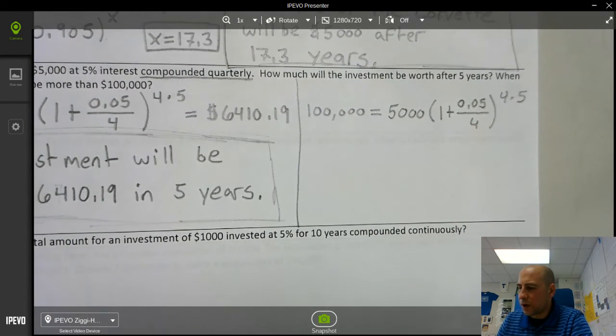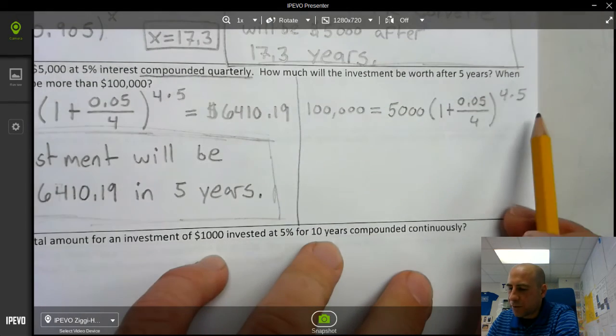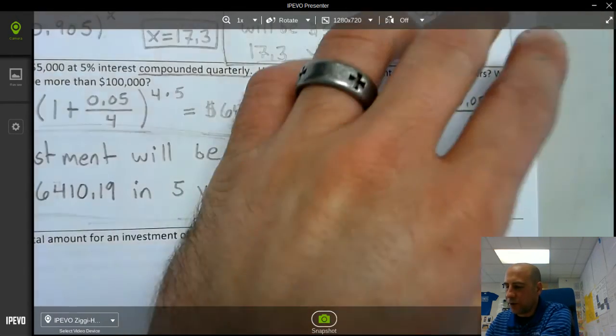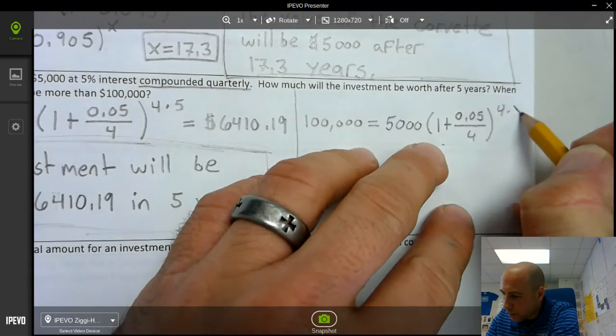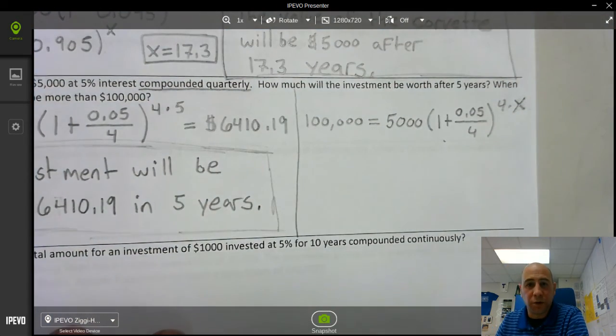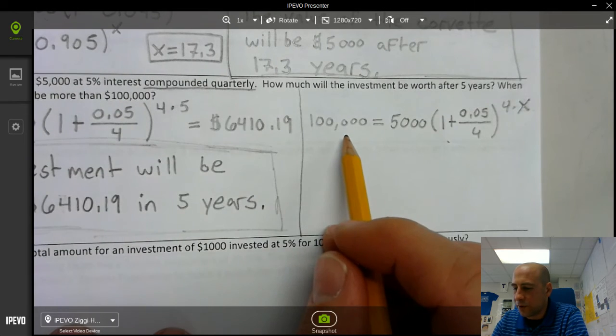Okay, now again, we're going to solve this. Well, wait a second. I made a mistake. Can anybody catch what mistake I made? I'm hoping that you caught, wait a second, it's not 5, because we don't know when the investment will reach the goal. So it's actually 4x. We don't know how long it will take to get to 100,000.